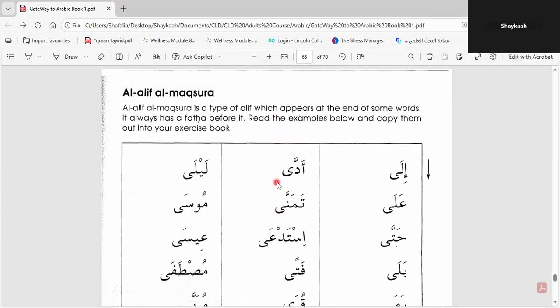We will next lesson, inshallah, cover alif al-maqsura. Now we will tell you or explain to you what that means, inshallah.